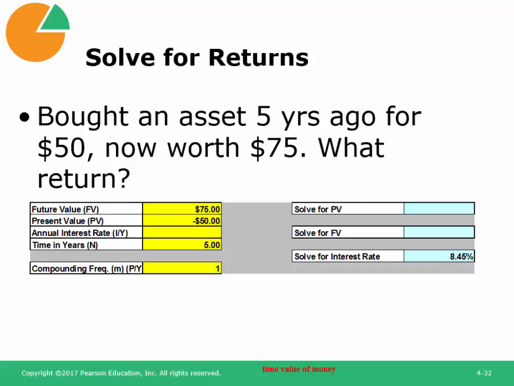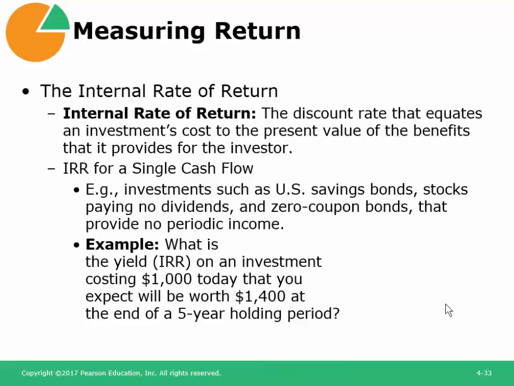I bought an asset 5 years ago that cost $50. Now it's worth $75. What's the rate of return on this investment? Future value is 75. It started out at negative 50. That was the investment, 5 years. So I earned 8.45%. So what this essentially means is this is what's referred to as an internal rate of return. It's the rate of return on investment over this particular time frame.